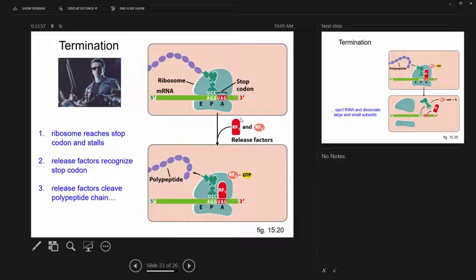Then we're not going to need to know what the individual ones do, although the mechanism by which it works is pretty cool, I'm just going to say. The release factors come in, and they can fit into the A pocket like a transfer RNA would, and they do 2 things. The first thing is they cleave the polypeptide chain off of there. So this is already the last amino acid on the carboxyl terminus of the peptide. That gets cut off, and your mature peptide gets released.